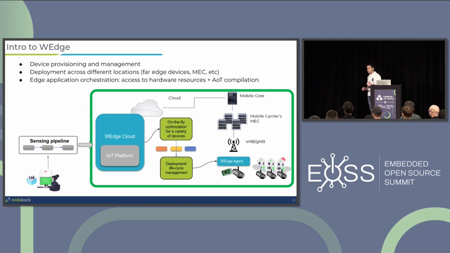And in the second part, what we have is Wedge Cloud that provides on-the-fly optimization for a variety of targets. That means that we are compiling ahead of time the modules knowing the target architecture. And then we are doing the deployment and lifecycle management, where from the cloud you can see if the modules are running fine, and if not, the reason, because maybe the WebAssembly module, for instance, is trying to import a WASI layer that is not implemented. So you will be able to check that. The device will still run fine, and you could deploy a new application fixing this error.